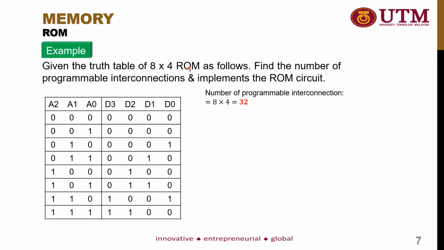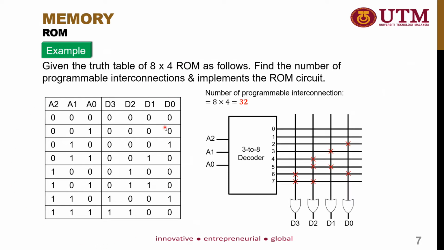So this is the answer for the implementation of this truth table inside the ROM circuit. For the ROM we have the inputs, and then we have the decoder, a 3 to 8 decoder, because it has a total of 8 possibilities, so we need to use a 3 to 8 decoder. And then we have the outputs D3, D2, D1 and D0.